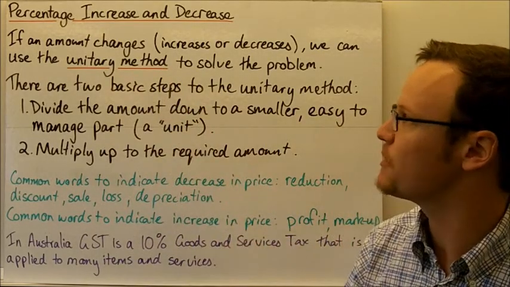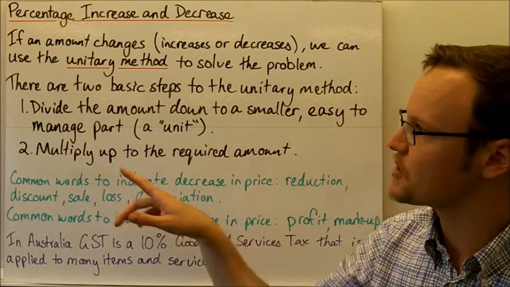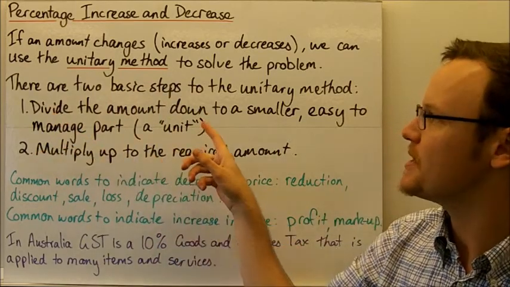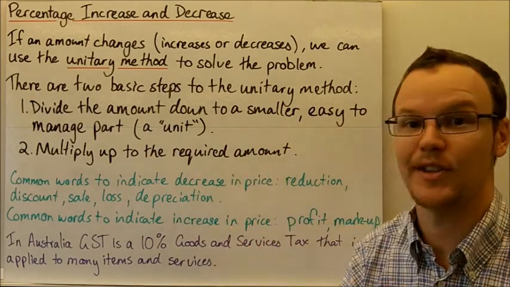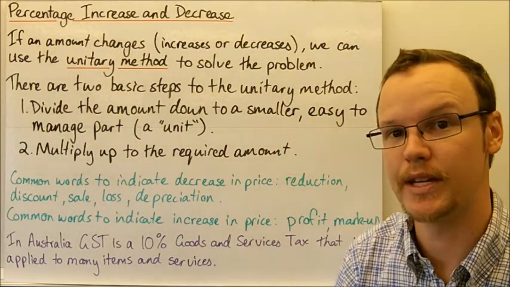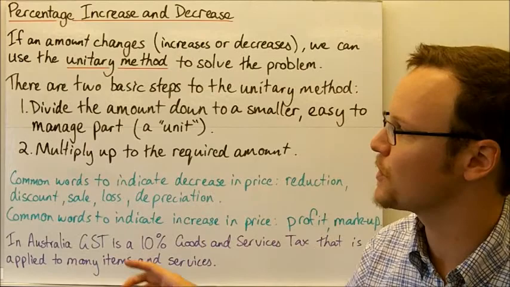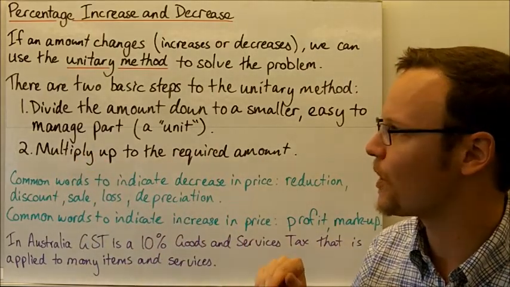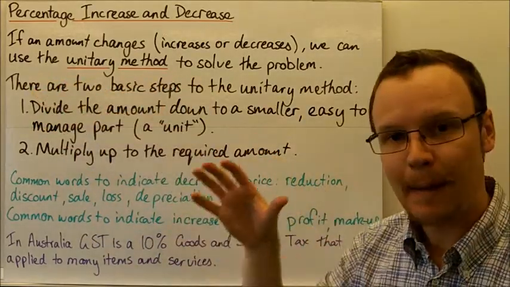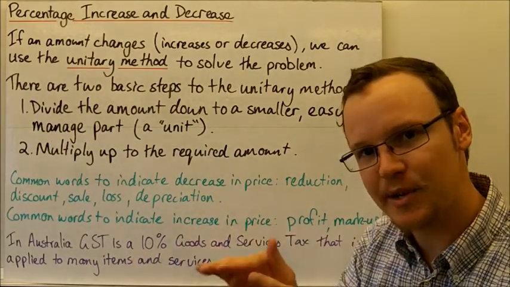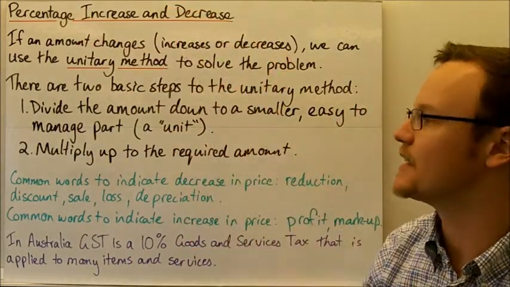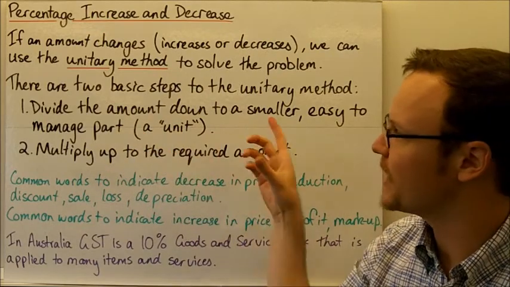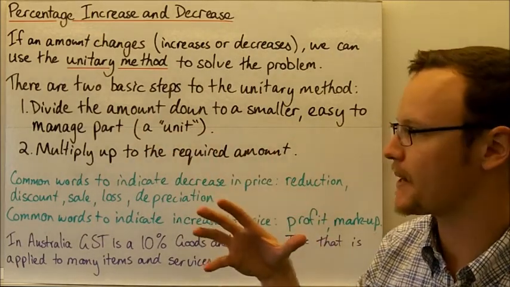So for the unitary method, there are two basic steps. Firstly, we need to divide the amount down to a smaller, easier to manage part. So the unit, that's where the unitary method name comes from, and then multiply it up to the required amount. I call this first step breaking it down to an easy part, and then building it back up to the amount that we need, the required amount. So breaking it down and building it back up again.